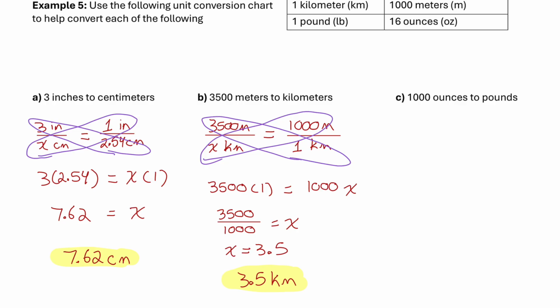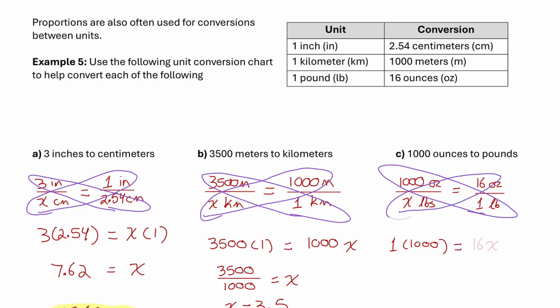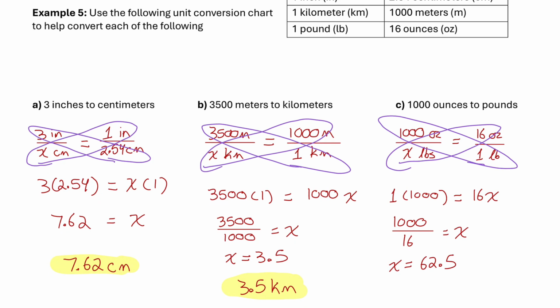Part C says to convert 1,000 ounces to pounds. So the rate of 1,000 ounces to x pounds should be equal to, if we look at the conversion table, every 16 ounces is 1 pound. Doing the cross multiplication, I have 1 times 1,000 equal to x times 16. Then I'll have to divide this 16 to the other side, because on the right it's multiplying by 16. On the left I have to do the inverse, which is dividing by 16. And 1,000 divided by 16 is 62.5. So 1,000 ounces converts to 62.5 pounds.